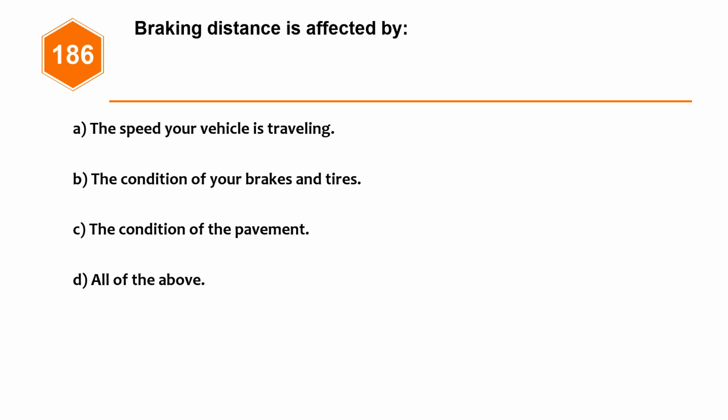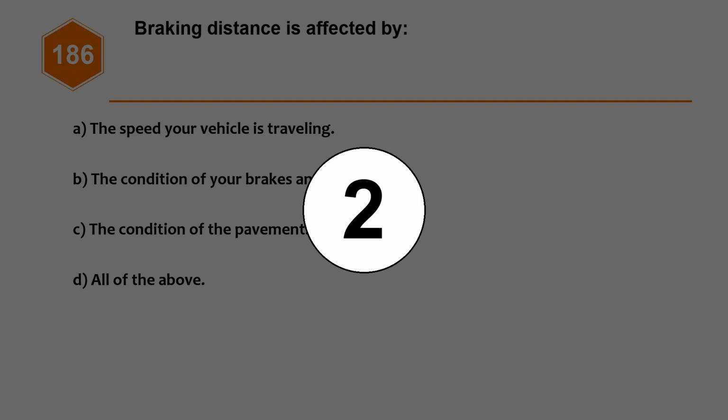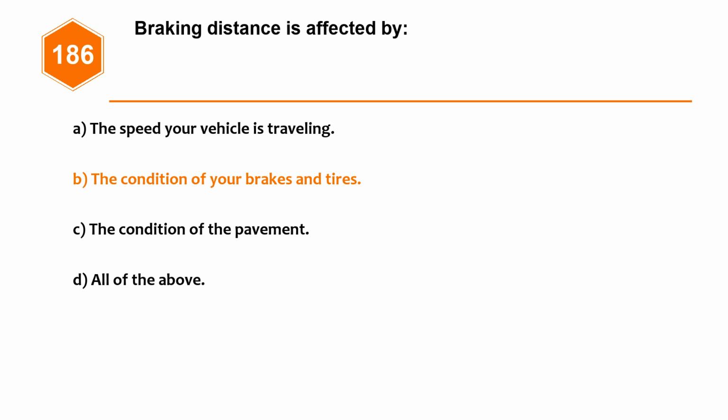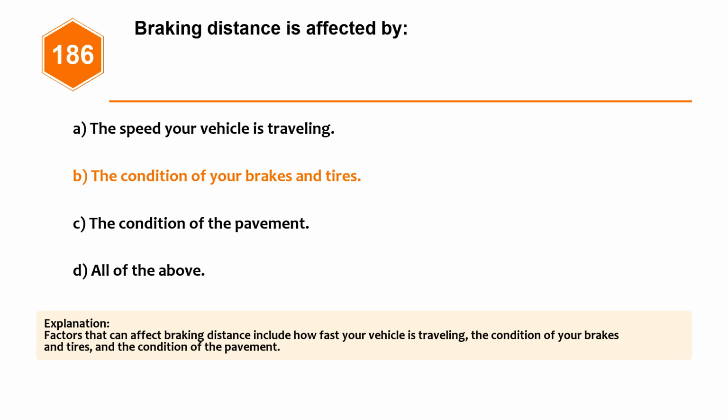Question 186. Braking distance is affected by Option A. The speed your vehicle is traveling. Option B. The condition of your brakes and tires. Option C. The condition of the pavement. Option D. All of the above. The correct answer is option B. The condition of your brakes and tires. Explanation. Factors that can affect braking distance include how fast your vehicle is traveling, the condition of your brakes and tires, and the condition of the pavement.